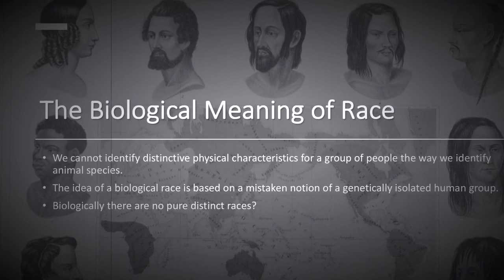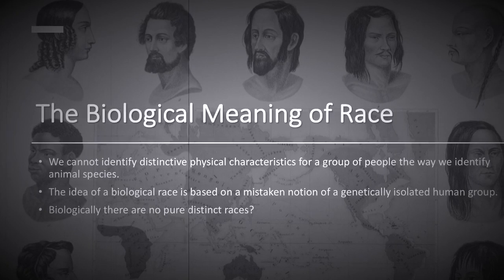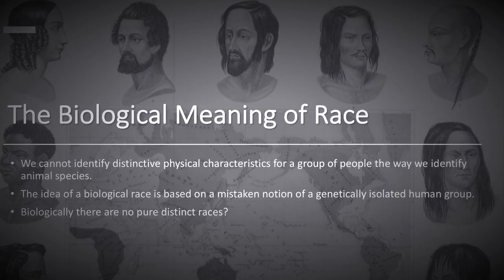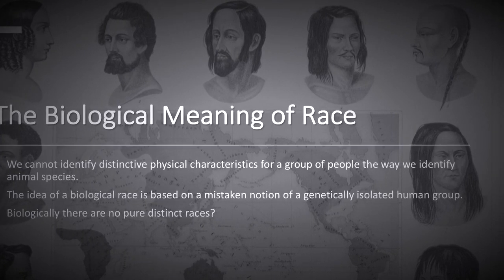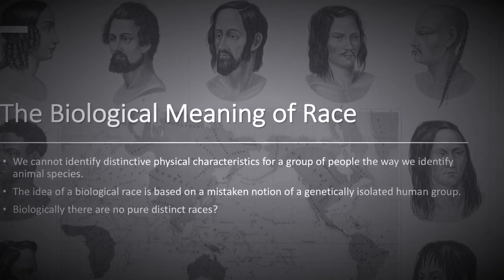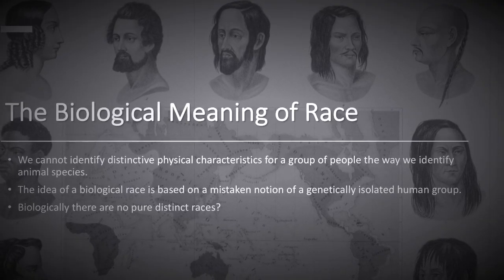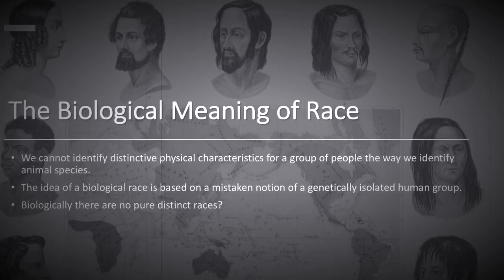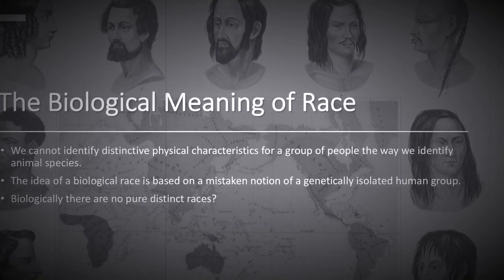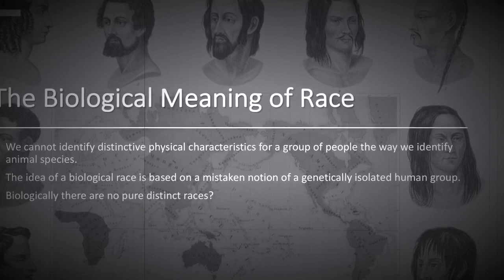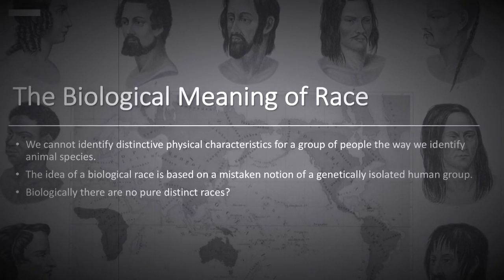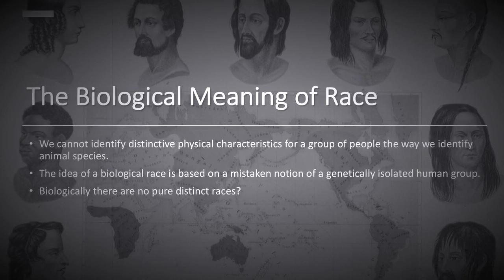How did it start? Who were the people that created the concept of race? So before we get into that, let's understand this. One, we cannot identify distinctive physical characteristics for a group of people in the way that we identify animal species. The idea of a biological race is based on a mistaken notion of a genetically isolated human group. And biologically, there are no pure distinct races.